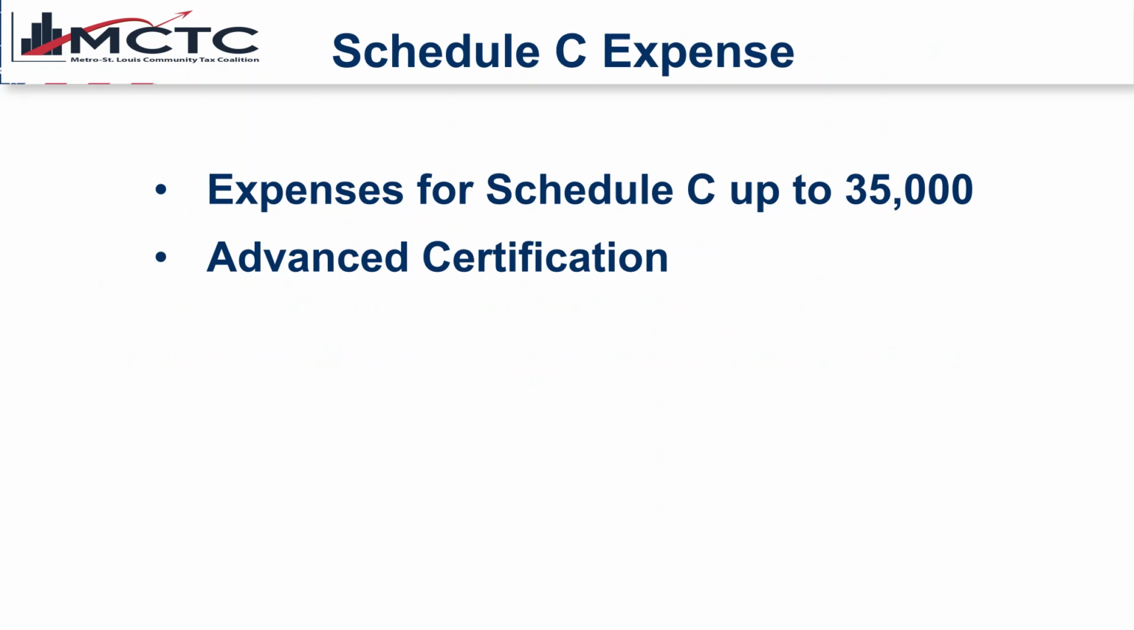This slide talks about how Schedule C returns are within scope as long as the income is up to $35,000. It had been $25,000.